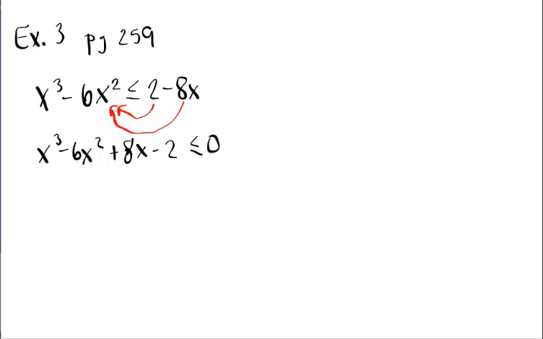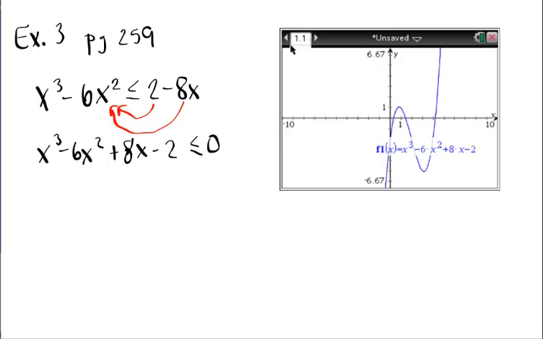And then when you put that on your calculator, you'll get a graph that looks like this. And the things that we're interested in are the places where we cross the x-axis. Those are the places that we're interested in. So use your calculator to find those zeros. And we're going to discover that those zeros occur at 0.32, 1.46, and 4.21.